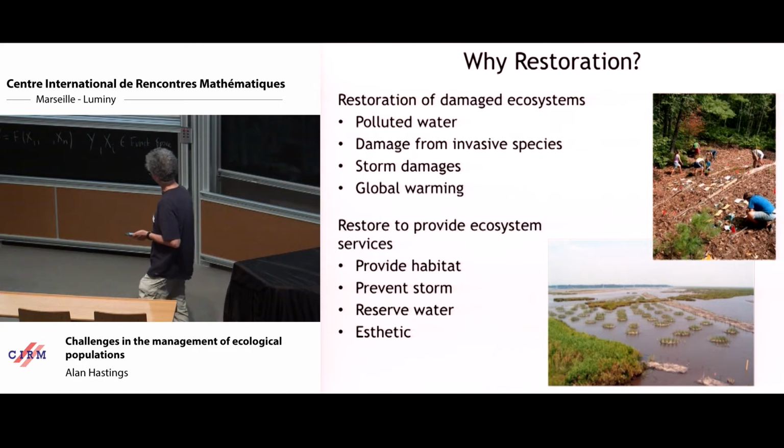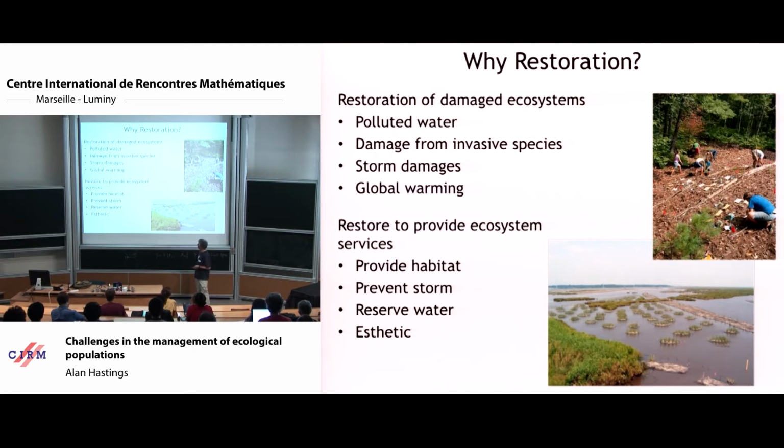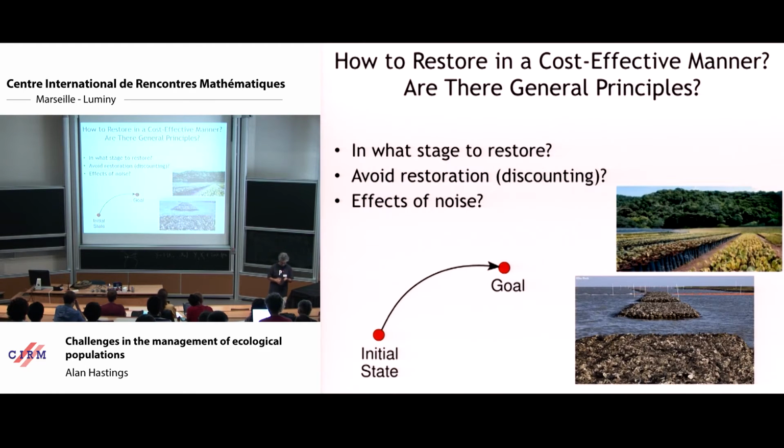We approached a general aspect of restoration. And again, you do this because of the potential economic benefit to restore what we might think of as ecosystem services: provide habitat, prevent storms, preserve water, aesthetic stuff. And the problem is that restoration is expensive. And are there general principles that come about with restoration?